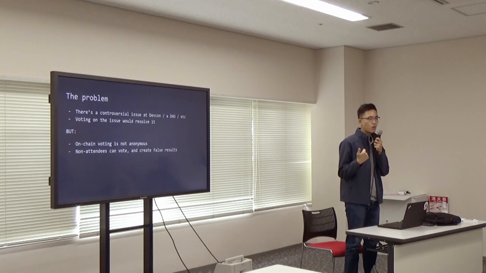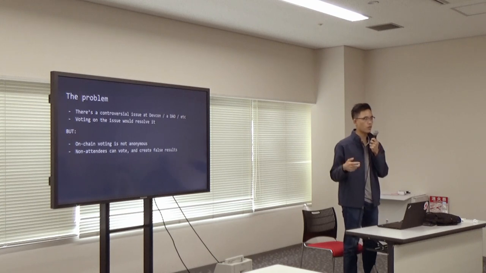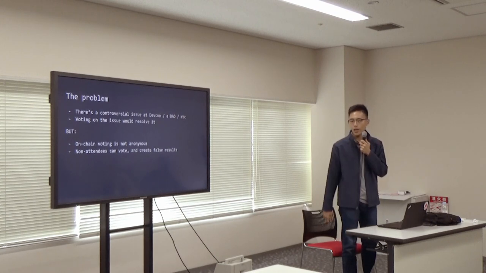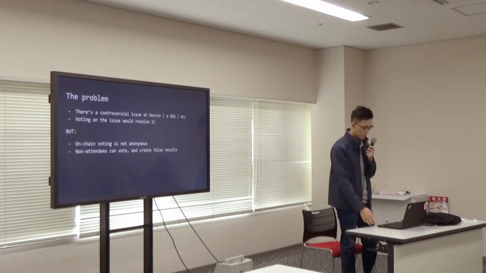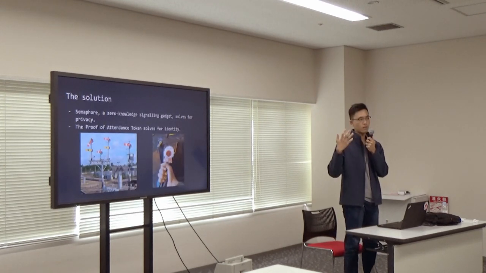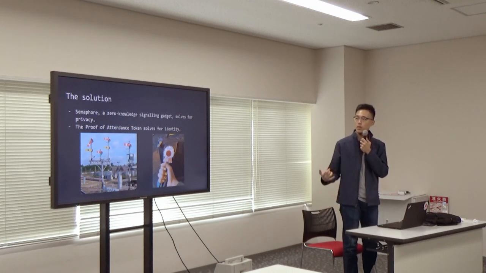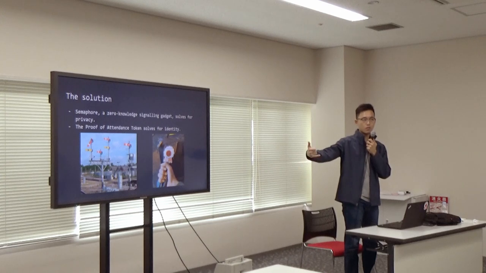You can vote as long as you have an address, which is not so good because you can create an address for free. And if you vote, anybody can see who voted for what, and there's a lack of privacy. So for this kind of use case, we solve for privacy using Semaphore, which is a zero-knowledge signaling gadget, which I'll explain a bit later.